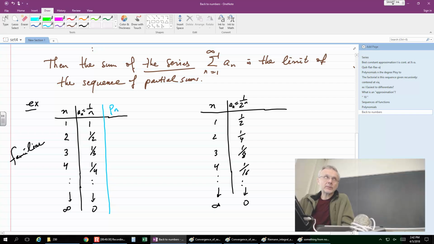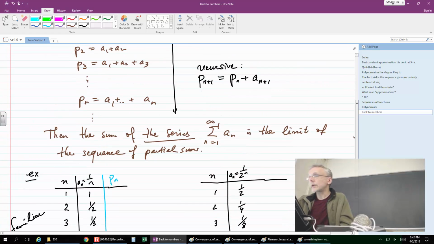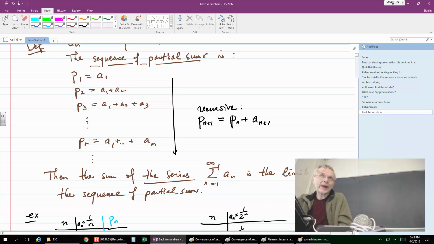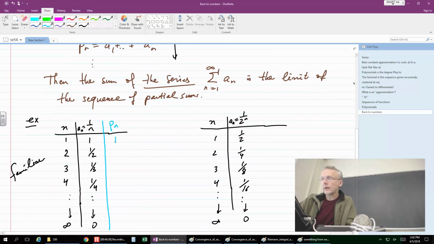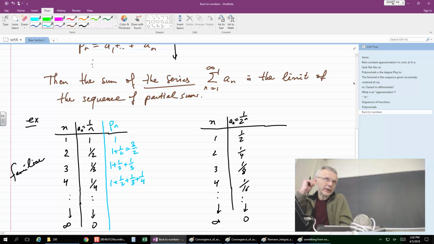So what does it mean? According to my formula, I will be simply adding one term at a time. The term to the left is added. So I'll have 1 plus 1/2, which is 3/2. Then 1 plus 1/2 plus 1/3, then 1 plus 1/2 plus 1/3 plus 1/4. You can see that things get complicated.